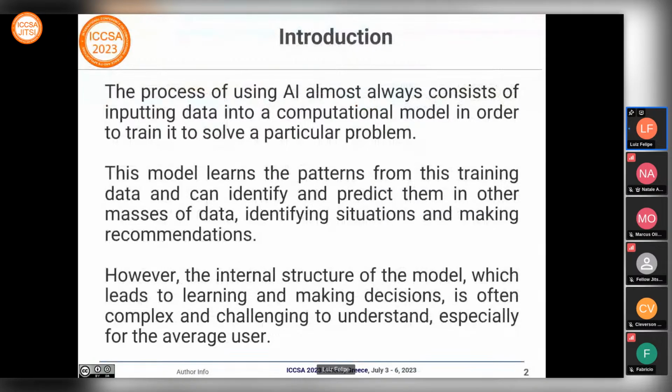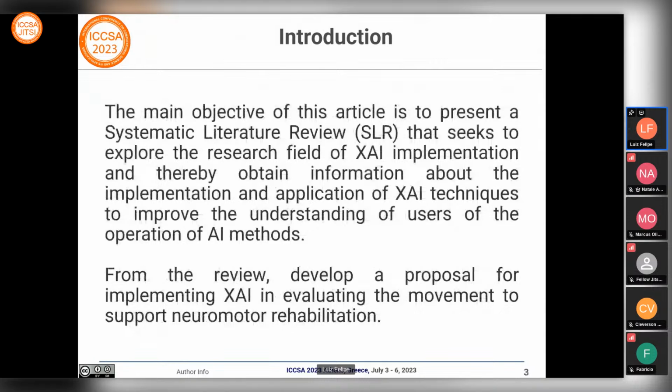The use of artificial intelligence consists in providing data to a model in the process called training, so that this model identifies and starts to replicate the patterns that solve the problem and can be applied to other datasets. However, the internal structure of the model can reach a level of complexity that is difficult to understand, especially for the average user.